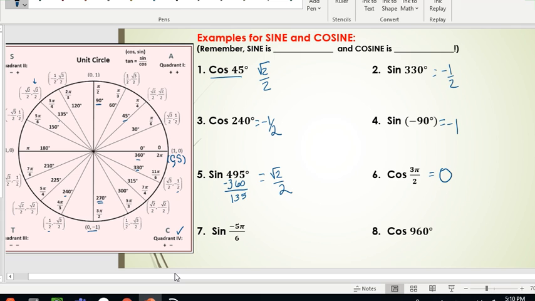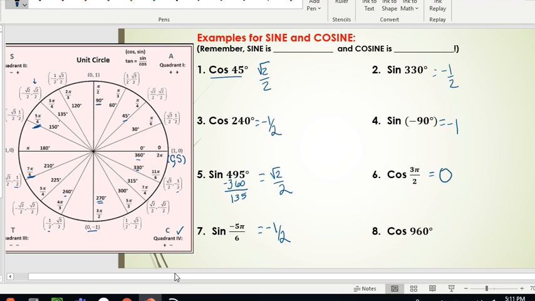Sine of negative 5 pi over 6. And remember what I said. Here's positive 5 pi over 6 right here. So I'm going to flip and go to the pi over 6 that's down below, so it's the same as this one. So the sine of that is the second number of my ordered pair. It's negative 1/2.